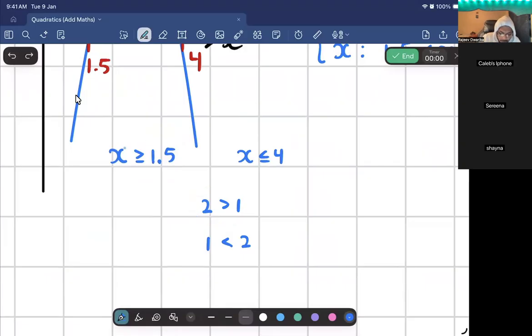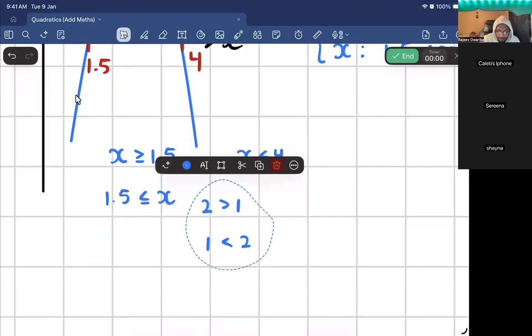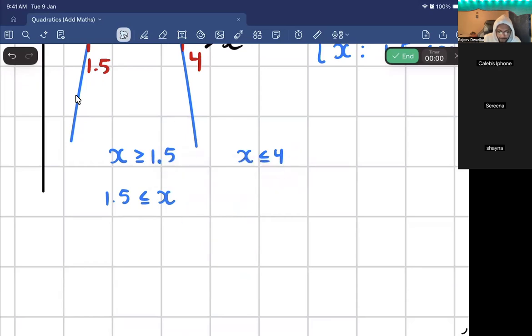So if I had 1 is less than 2, you understand that it came from switching this expression over there, right? That's where it came from. Yes, sir. Now, if I were to switch that around, what would this look like? 1.5 is less than or equal to x. Okay, and you understand that, right? Yes, sir.